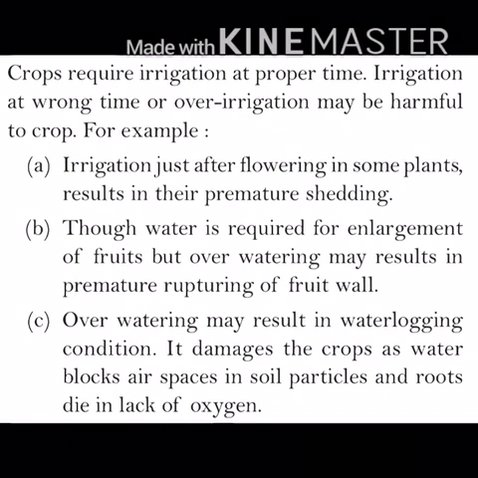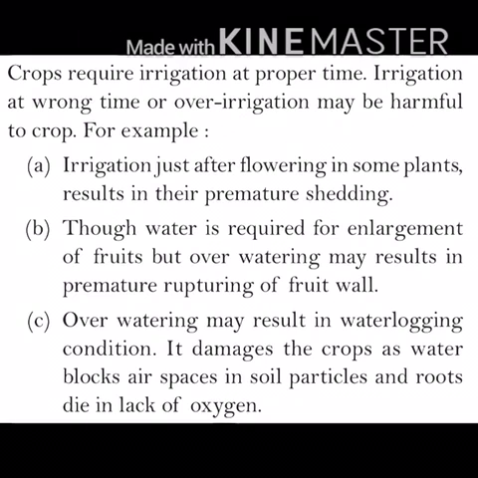Next is, though water is required for enlargement of fruits, overwatering may result in premature rupturing of the fruit wall. It means we provide water to fruit plants so that their fruits can become large in size, but overwatering can rupture or break the fruit wall. It means the covering of those fruits will be damaged because of too much water. This is also a harmful effect of irrigation.